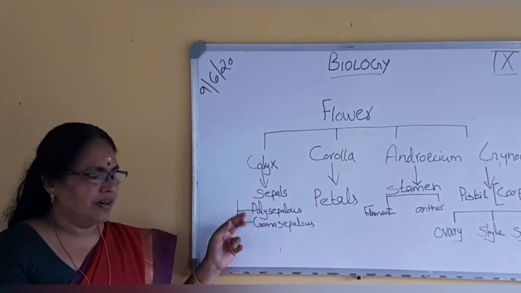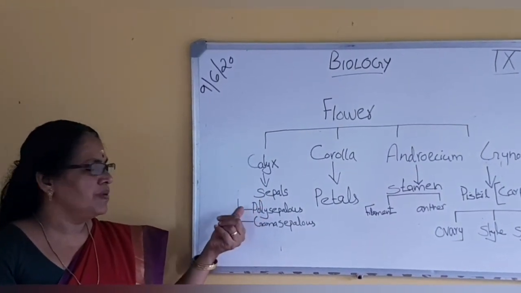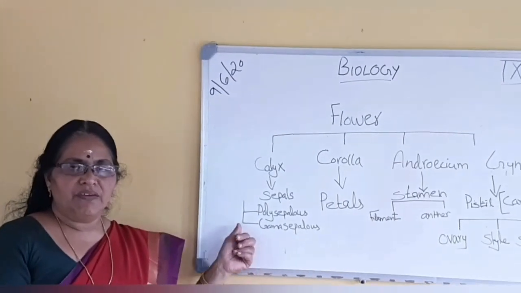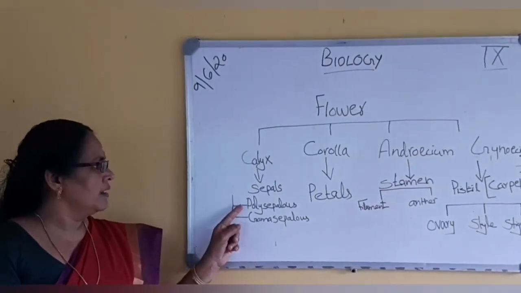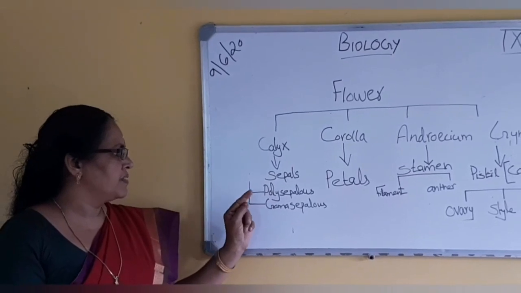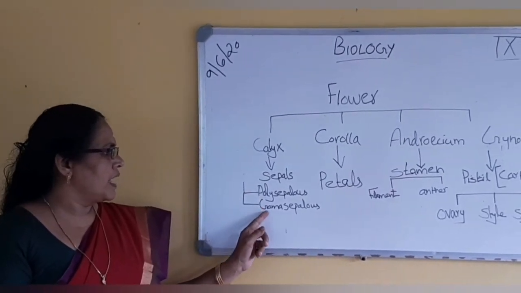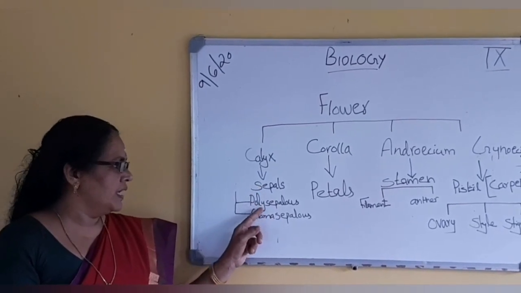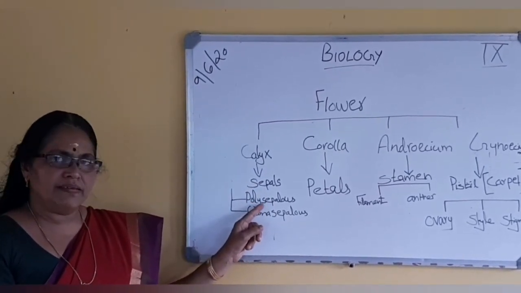Then in the flower, the sepals may be united or may be free. If the flower contains the united sepals, then we can say gamosepalous. If the sepals are free, then we can say polysepalous.